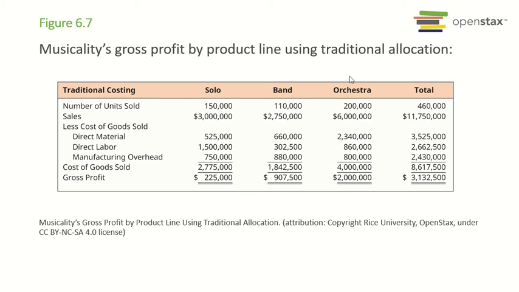So same goes for band and orchestra. The total sales minus the cost of goods sold, which consists of three parts: direct labor, direct material, manufacturing overhead. So total sales minus the total cost of goods sold for each product, we get the gross profit for each product. Then in total, we just need to add these across. So that's the total gross profit for all the three products.